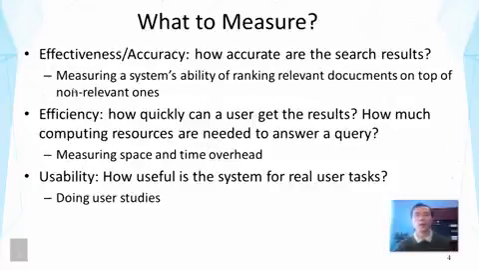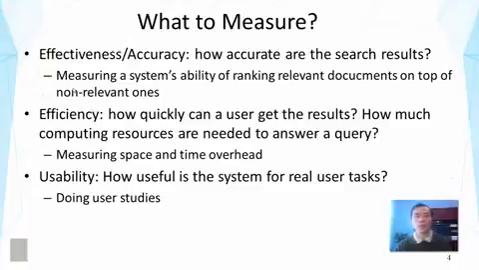So next we'll talk about what to measure. There are many aspects of a search engine that we can measure, we can evaluate. And here I listed the three major aspects. One is effectiveness or accuracy. How accurate are the search results? In this case, we're measuring a system's capability of ranking relevant documents on top of non-relevant ones. The second is efficiency. How quickly can a user get the results? How much computing resources are needed to answer a query? So in this case, we need to measure the space and time overhead of the system.